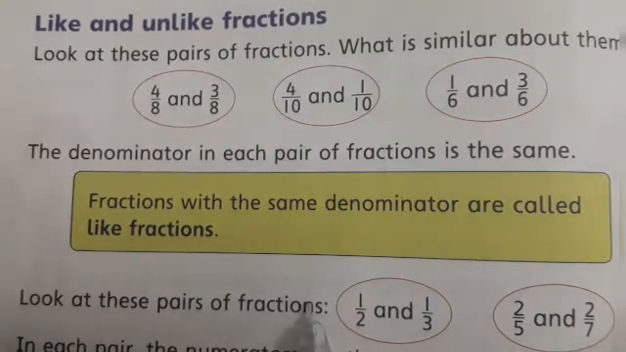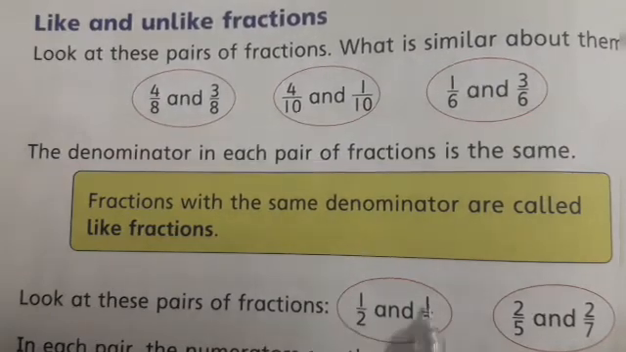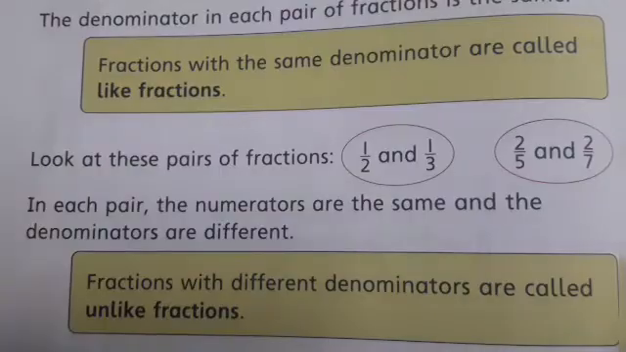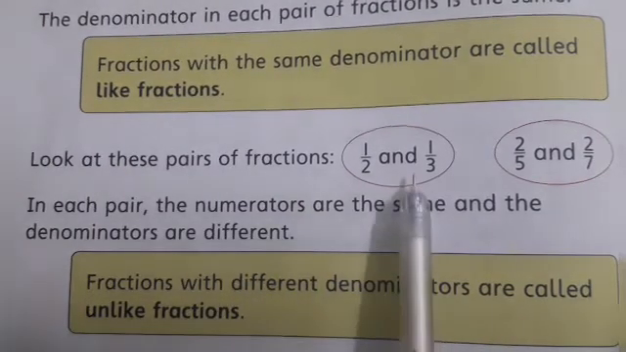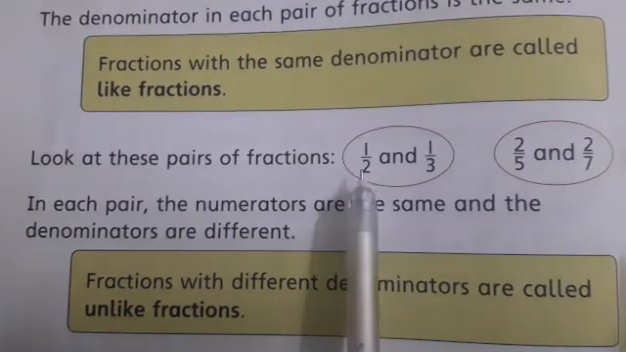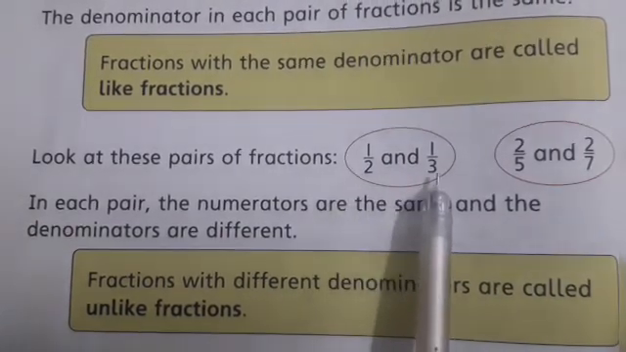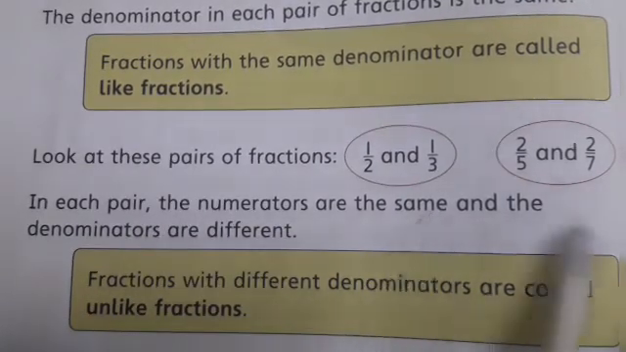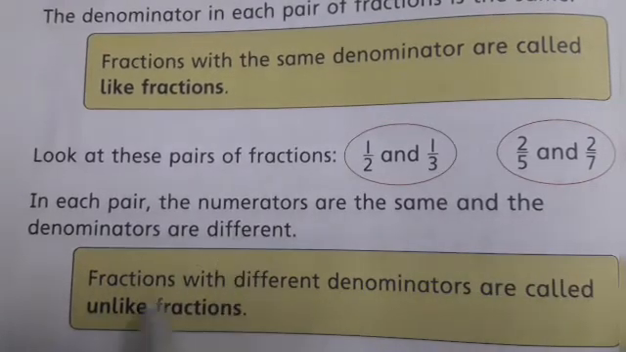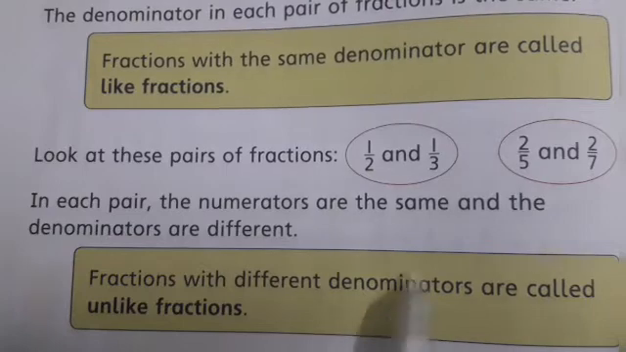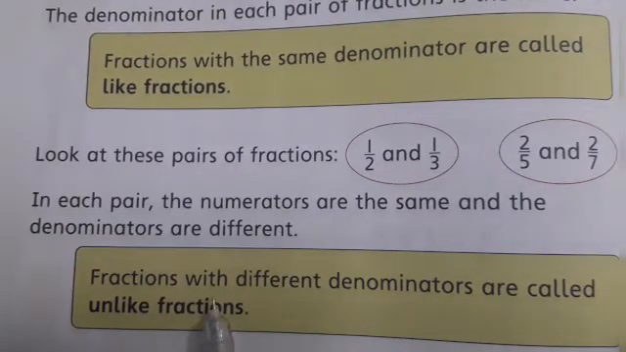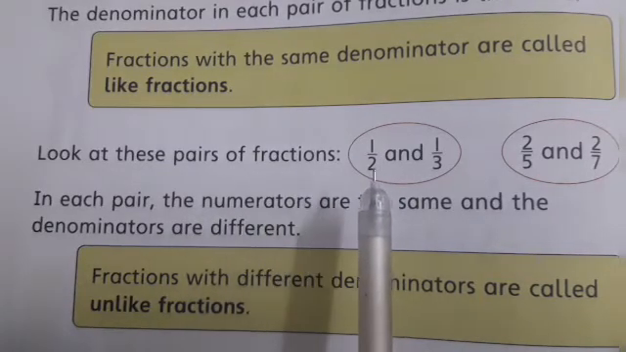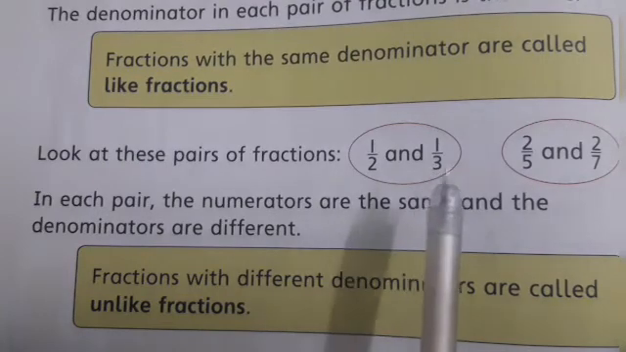And look at these pairs of fractions: 1 by 2 and 1 by 3, 2 by 5 and 2 by 7. Okay students, in this example you can see the denominators are different. In each pair the numerators are the same and the denominators are different. So fractions with different denominators are called unlike fractions. Fractions with the same denominator are like fractions, and fractions with different denominators are unlike fractions.